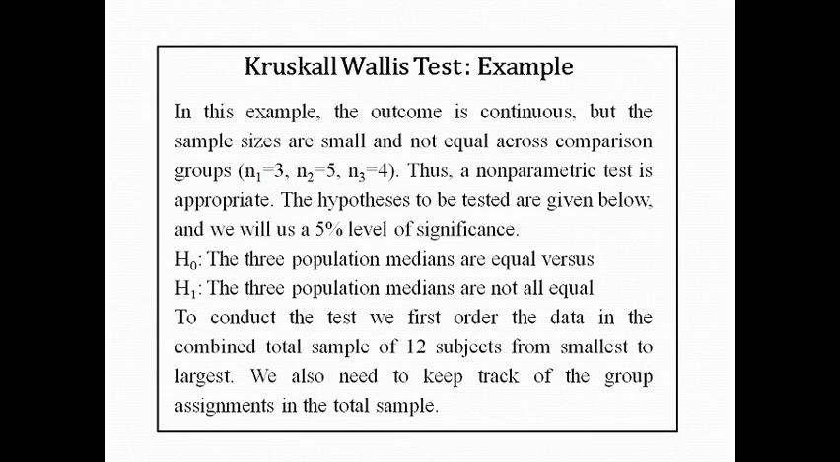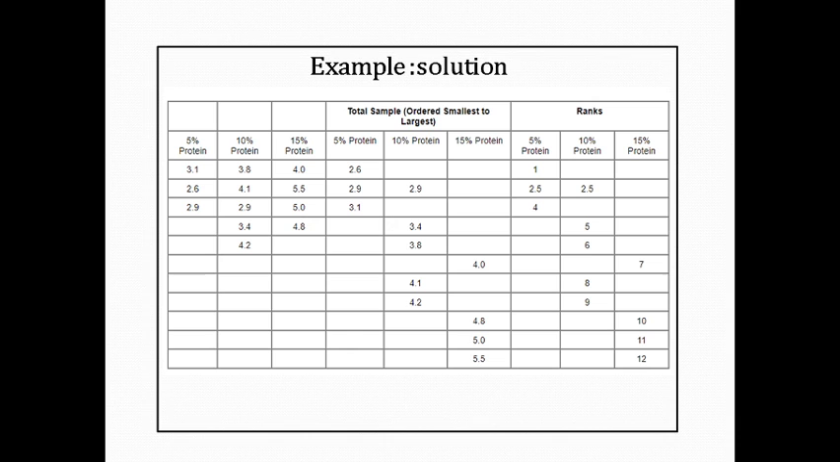Here we assume a 5% level of significance, that is alpha equals 0.05. To conduct the test, we first order the data in the combined total sample of 12 subjects. Group 1 has 3 observations, group 2 has 5 observations, and group 3 has 4 observations. That means 3 plus 5 plus 4 is equal to 12. So we arrange the 12 subjects from smallest to largest. We also need to keep track of the group assignment in the total sample.